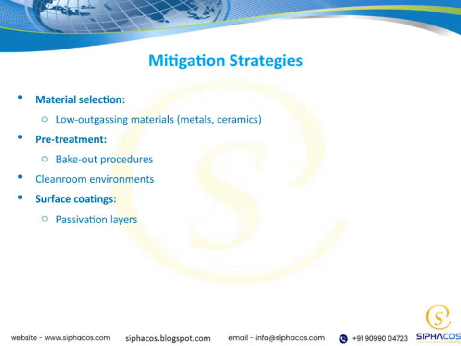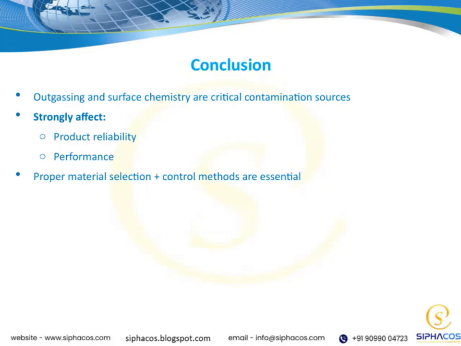Additionally, working within cleanroom environments helps maintain strict control over airborne particles and contaminants during assembly and handling. Finally, applying surface coatings, like passivation layers, can protect the material surfaces. These coatings help prevent corrosion and reduce outgassing by creating a stable, inert surface. Altogether, these strategies are fundamental in ensuring the integrity and reliability of our systems, aligning with our overall goal of maintaining a contamination-free environment. Let's wrap up with some key takeaways.